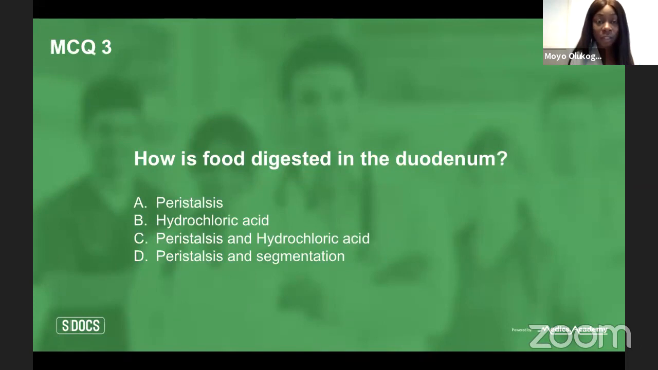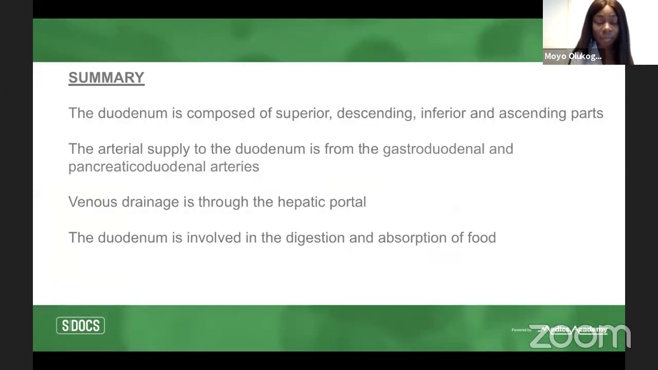So let's see if we can answer our last MCQ. How is food digested in the duodenum? If you answered D, peristalsis and segmentation, that's correct. This brings us to the end of part 2. To summarize, the duodenum is composed of superior, descending, inferior, and ascending parts. The arterial supply to the duodenum is from the gastroduodenal and pancreaticoduodenal arteries. Venous drainage is through the hepatic portal, and the duodenum is involved in digestion and absorption of food.